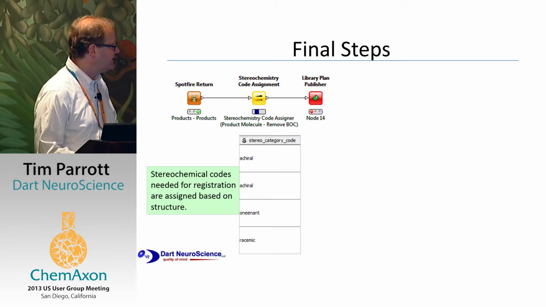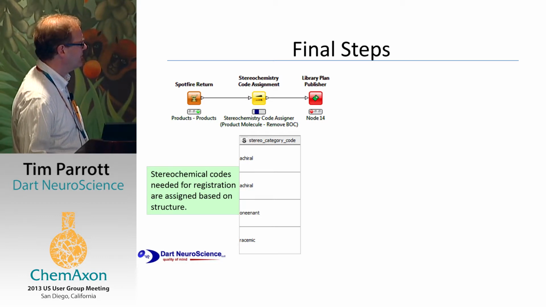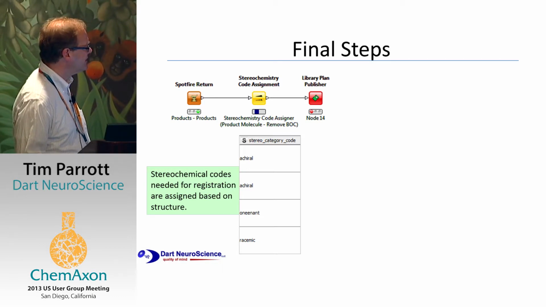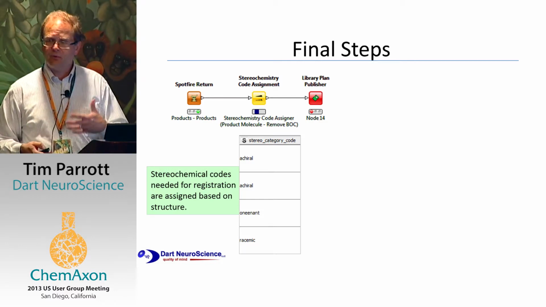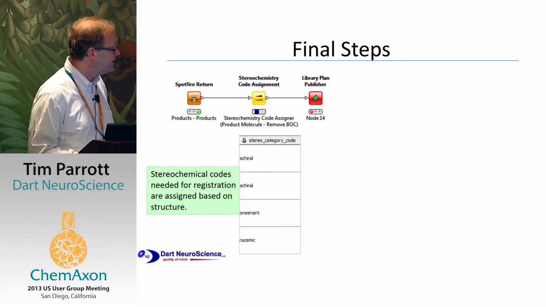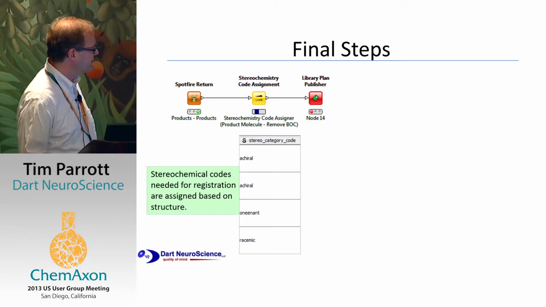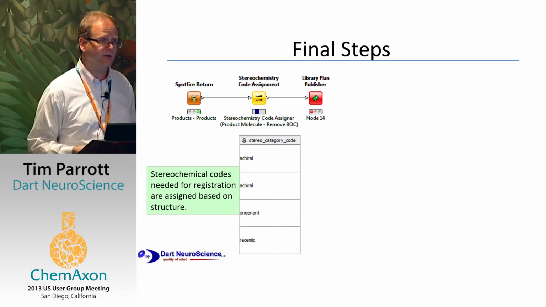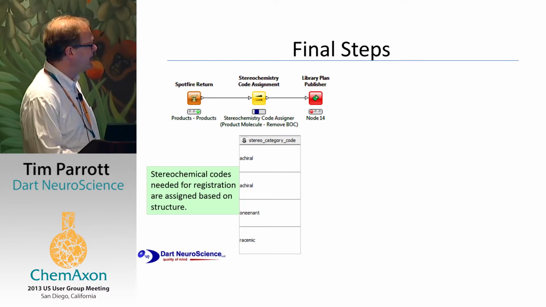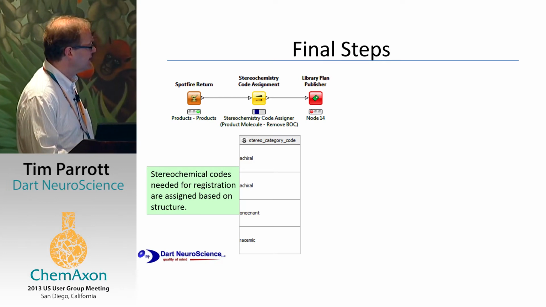So the final steps in a library design then would be to do just a couple more things. One is to assign stereo category codes for each structure that's put in. We run a number of ChemAxon topology calculations and a few other magic things, and come back with a stereo code that'll be needed later on during the product registration. And once that's set, the library plan needs to be published so that something can be done with your selected set of compounds.